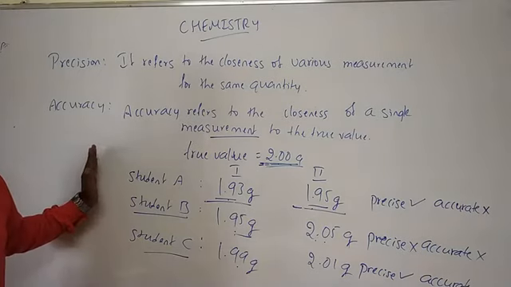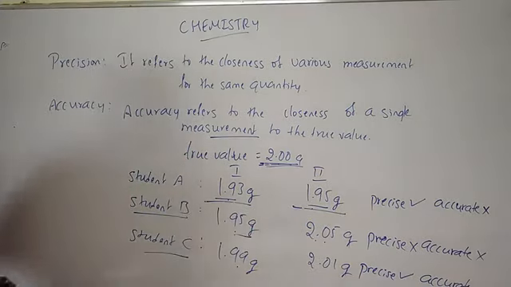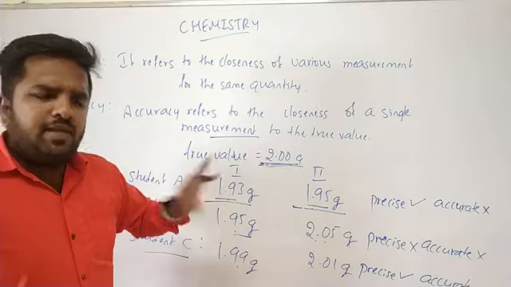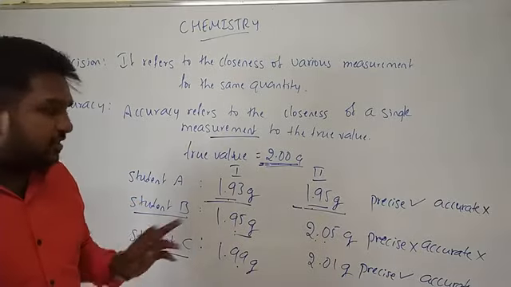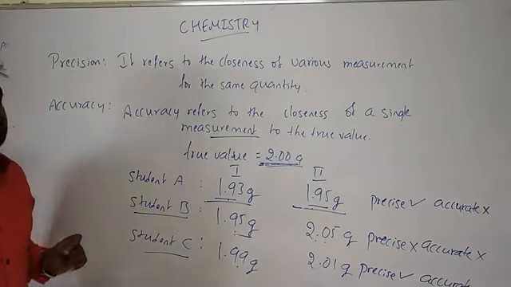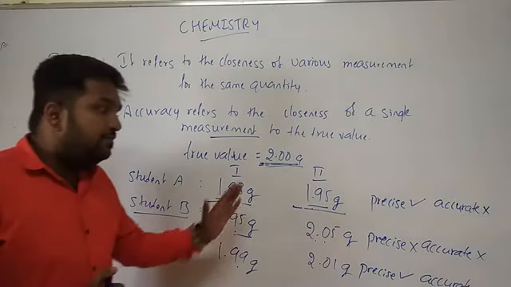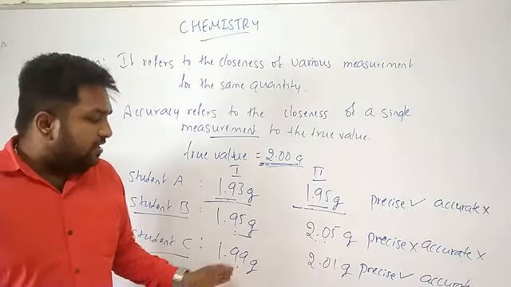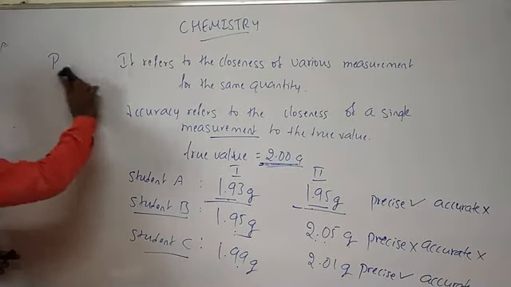Clear? So with this example, I think you have got clear information regarding precision and accuracy. Precision stands for the closeness of various measurements for the same quantity. It may be accurate or it may not be accurate. We do not worry about the true value while looking for precision; only the obtained values should be close to each other. Whereas accuracy refers to the closeness of a single measurement to the true value, the confirmed or perfect result. Clear? Then we can call it accurate. This is regarding precision and accuracy.